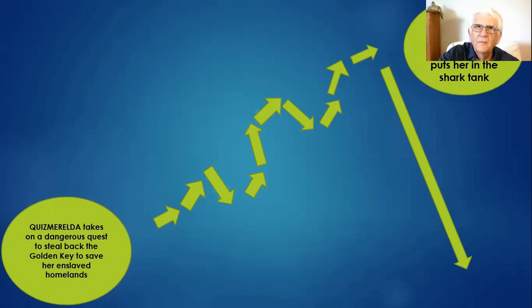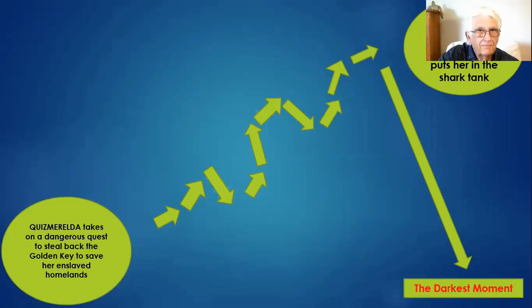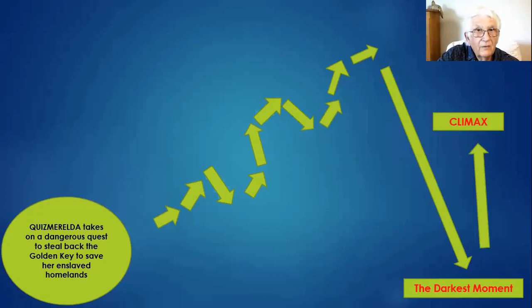Now, this, my dear friends, is what is known in the trade as the darkest moment. And the darkest moment is followed almost immediately by the climax. The darkest moment is so crucial because it's where you convince your reader that the protagonist can't possibly attain the goal they've set themselves. The quest is pointless. And in many cases, the protagonist's life is threatened. You convince the reader they're about to die.